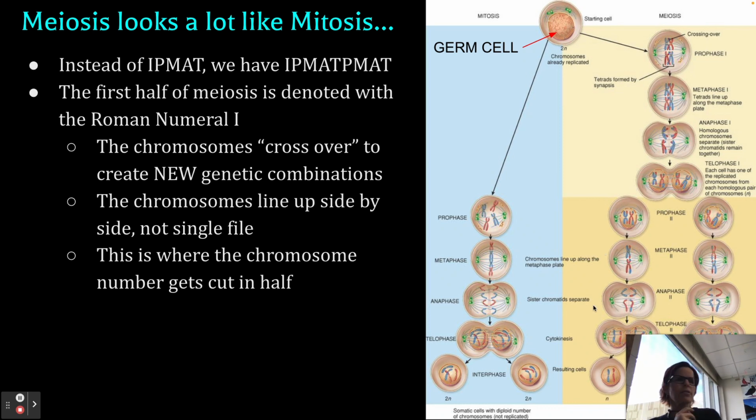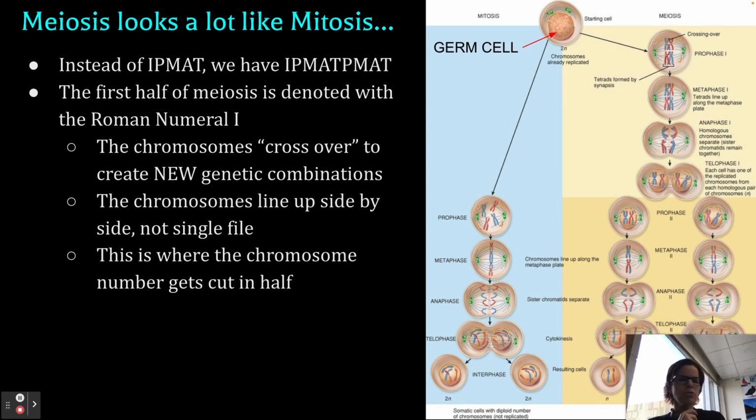So it says instead of IPMAT, interphase, prophase, metaphase, anaphase, telophase, in meiosis we have IPMAT, PMAT, because it divides twice. So the first half of meiosis is denoted with a Roman numeral 1, and then the second half is denoted with a Roman numeral 2. So like prophase 1 and then prophase 2 in the second half.